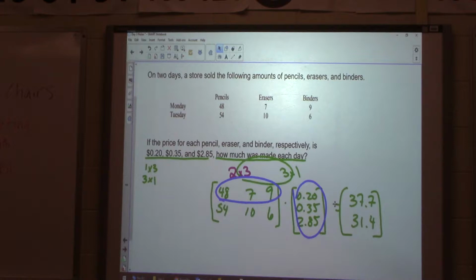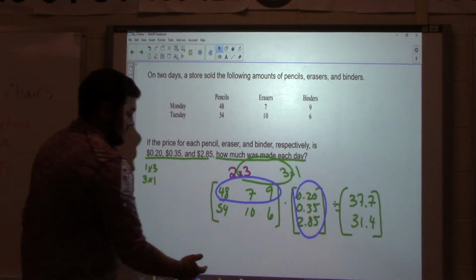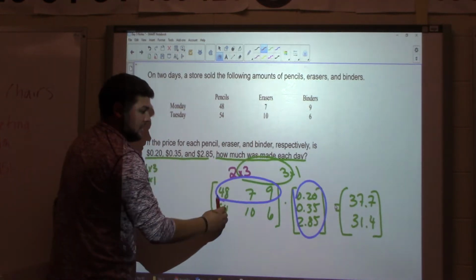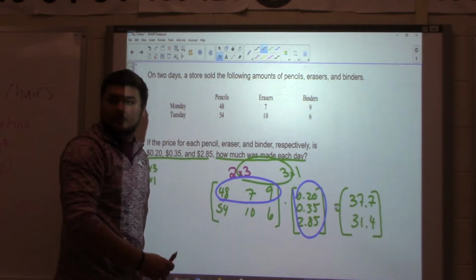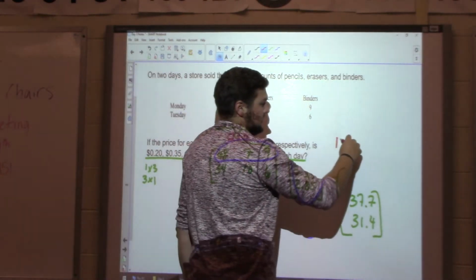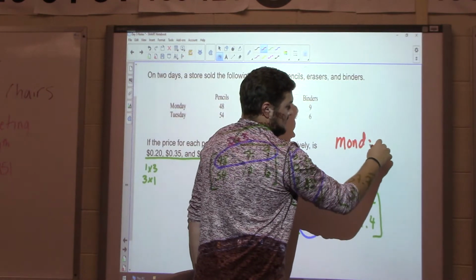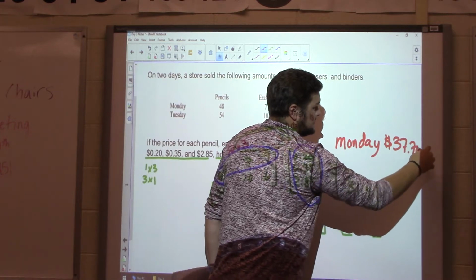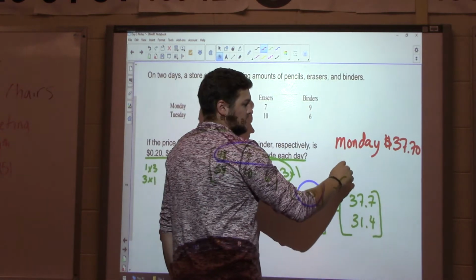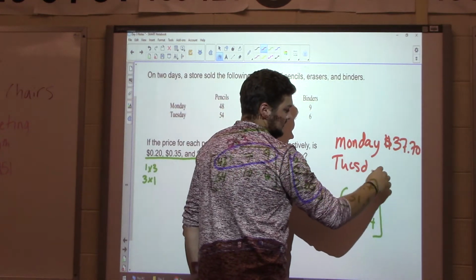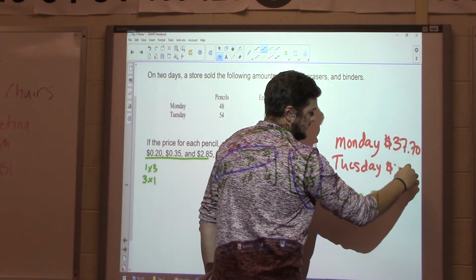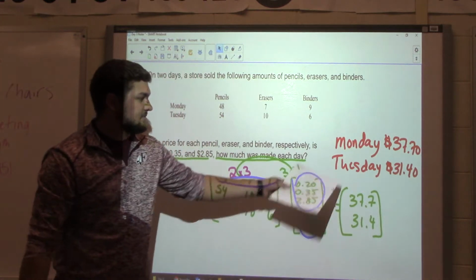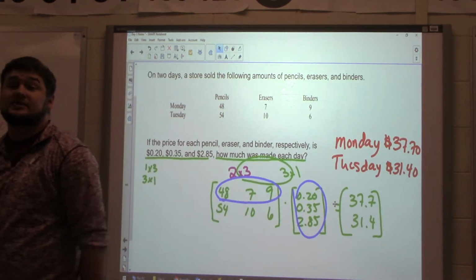Yes, sir. Monday's the top one, Tuesday's the bottom one, right? Just like in our first matrix here. Monday's on top, Tuesday's on bottom. Perfect. So, Monday, we made $37.70. Tuesday, we made $31.40. And that's my answer then. Make sure you're answering the question they ask, please.